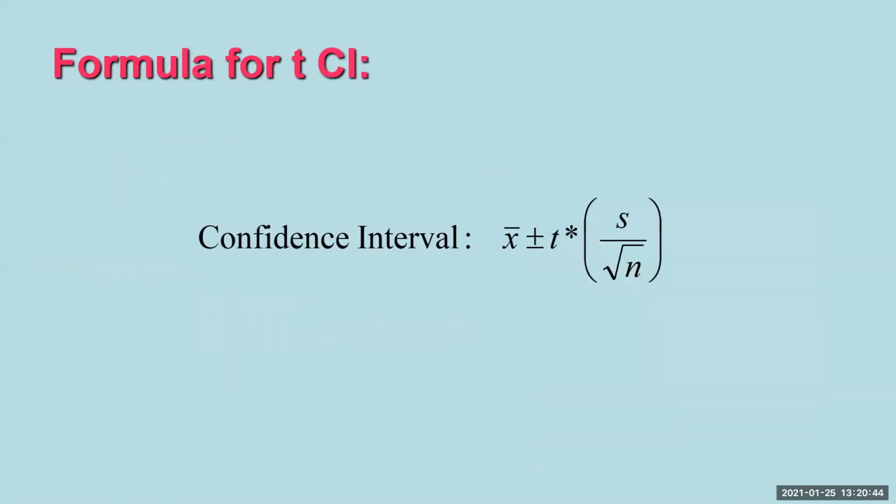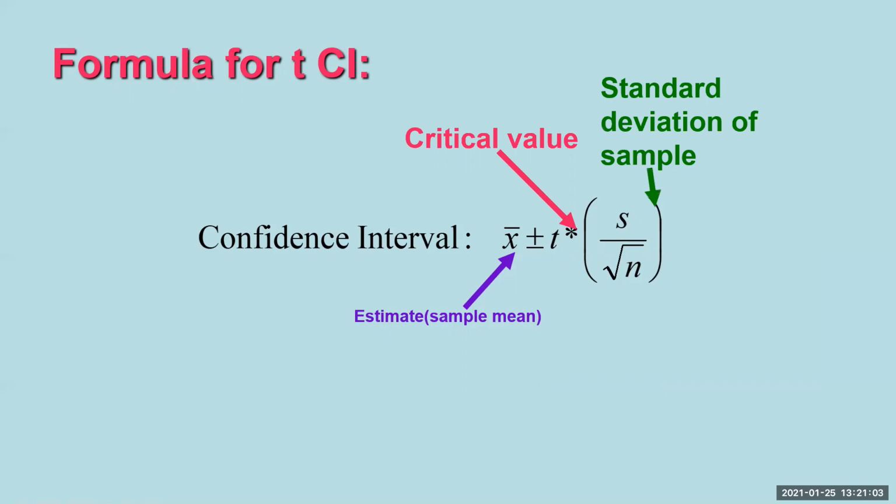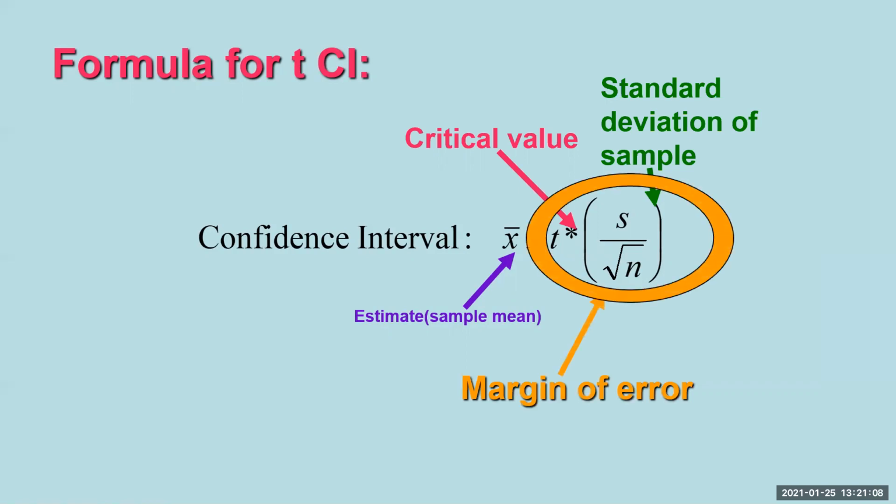So the formula for our t confidence interval. Again, we have our estimate, our sample mean, plus or minus. The only thing that changes is that we have our critical t value, found by the t table, or we're going to have the calculator do it for us, multiplied by the standard deviation of the sample, so little s, divided by the square root of n, your sample size. And your margin of error, again, is your critical value times your sample standard deviation divided by the square root of n.